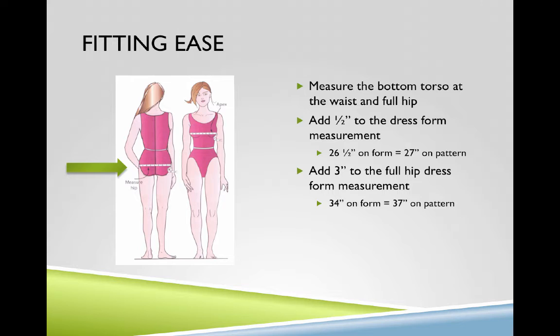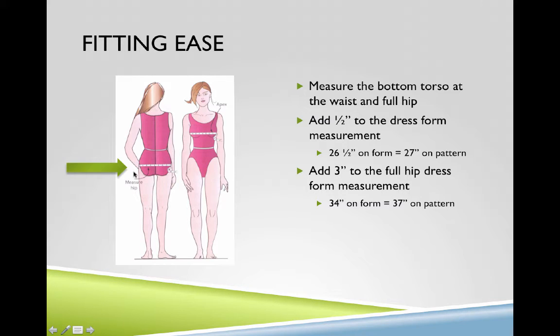For the hip, it's 3 inches because again, we're moving, we're sitting, we're squatting, and so you need more room at the hip. So if I were to measure the dress form at the full hip, which is 8 inches below the waist, it would measure, say, 34 inches. So 34 inches on the form, then if you went to measure the pattern, it should be 3 inches larger, or 37 inches. Now this is referring to a full circumference and not just the front or the back, but it's the front and back combined and the full measurement for the waist and for the hip.